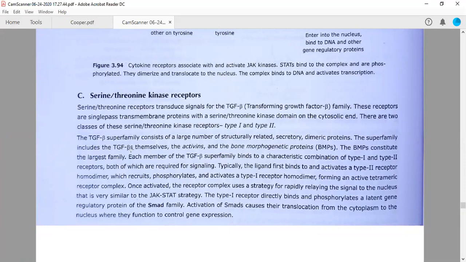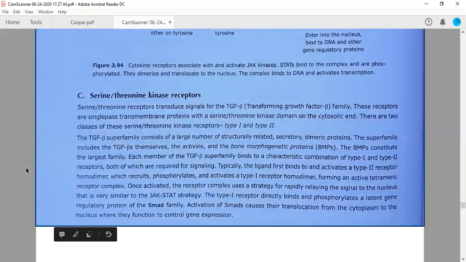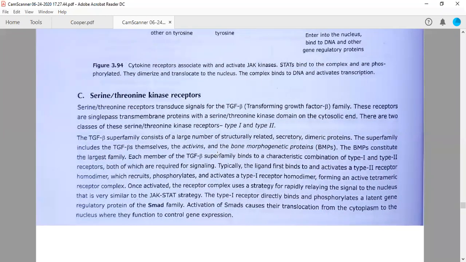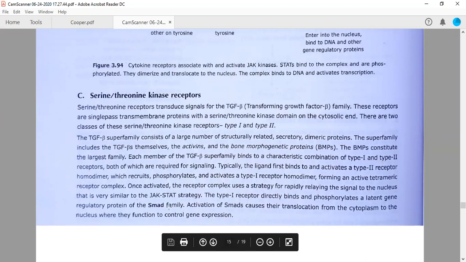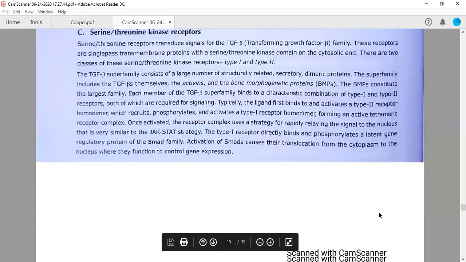This superfamily includes transforming growth factor beta themselves, activin proteins, and the largest family is of bone morphogenetic proteins, that is called BMP, which constitutes the largest family. Okay, so this BMP protein is actually the largest family in your cells. Each member of the transforming growth factor beta superfamily binds to a characteristic combination of type 1 and 2 receptors, able to phosphorylate some proteins, which are called SMAD proteins. Activation of SMAD causes their translocation from the cytosol into the nucleus, where they control gene expression.